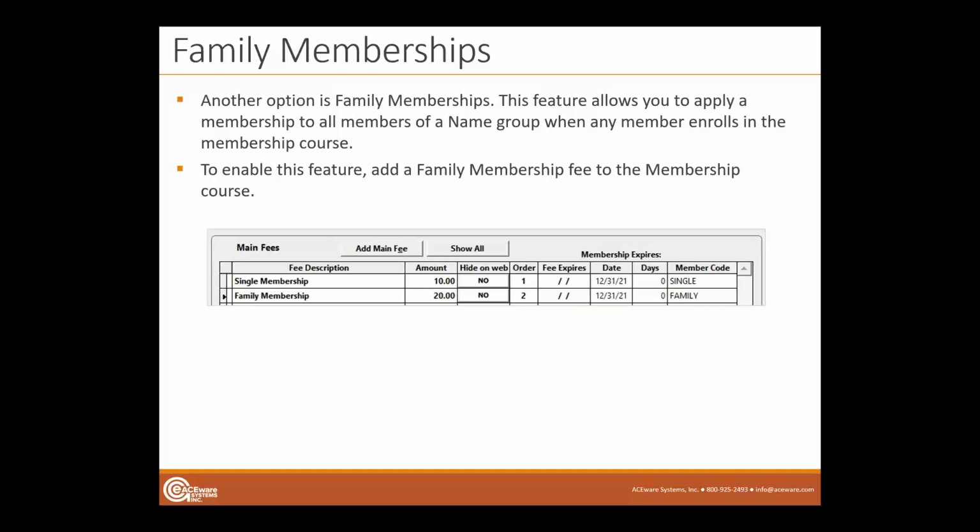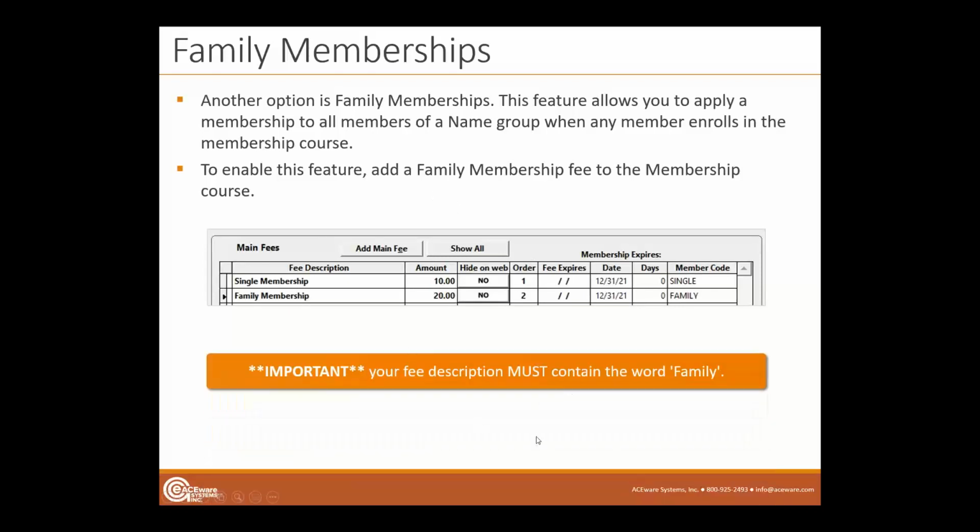The last one we showed was an OLLI membership. In this case, we'd be setting up a 21 family, so it'd be a 21 family membership class. And very important that the fee description, that's the fee right here, must contain the word family.